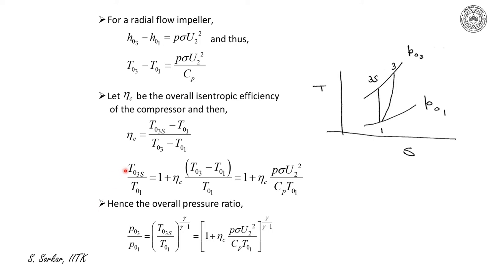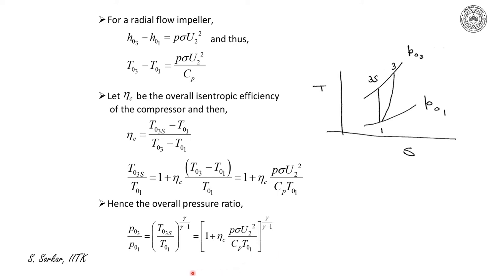Thus, I can get T03S by T01 is equal to 1 plus eta C into psi sigma U2 square divided by Cp into T01. Therefore, the overall pressure ratio can be related to this isentropic temperature ratio as P03 by P01 is equal to T03S by T01 to the power gamma by gamma minus 1, which is equal to within the bracket 1 plus eta C into psi sigma U2 square divided by Cp into T01, to the power gamma by gamma minus 1.